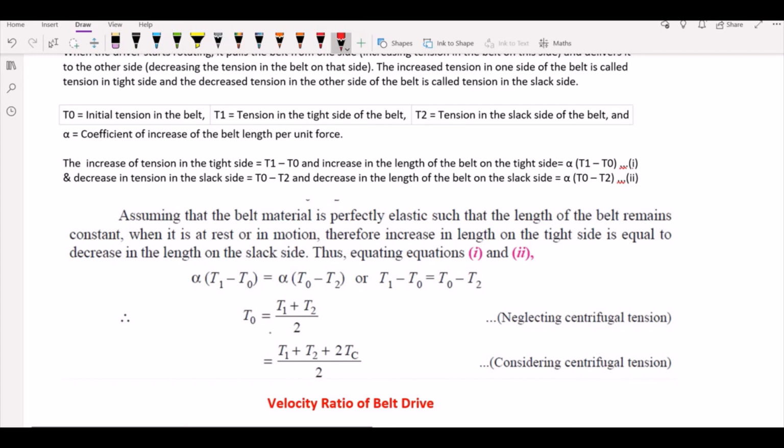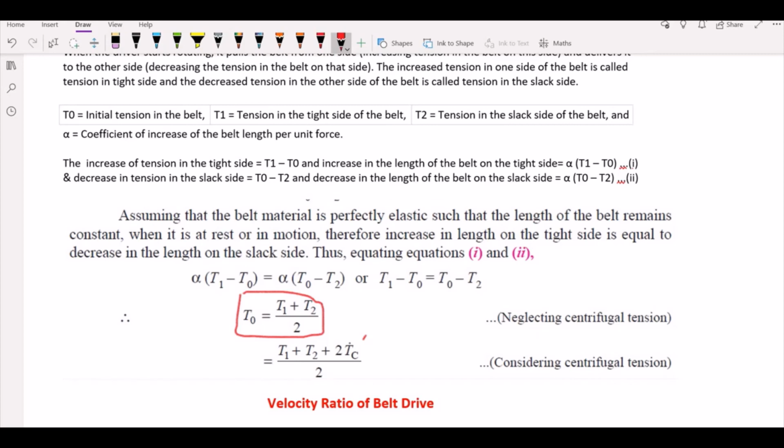This is your initial tension, where there is no centrifugal tension if I am not going to consider centrifugal tension. Suppose I am going to consider centrifugal tension, then this will be (T1 plus T2 plus 2Tc) by 2. So in problems, if it is mentioned to consider centrifugal tension, then you need to consider this. In some problems centrifugal tension will not be mentioned, so in that case you should not go with that; you should go with the initial tension (T1 plus T2) by 2, where Tc, which you already know, is mv squared. Okay, so this is about your calculation of initial tension.